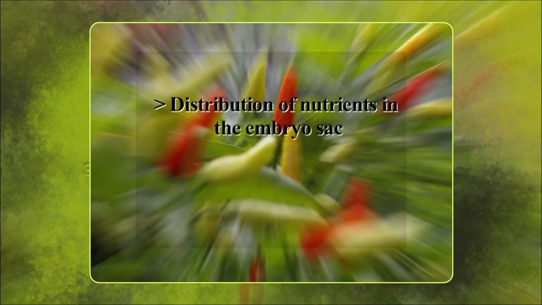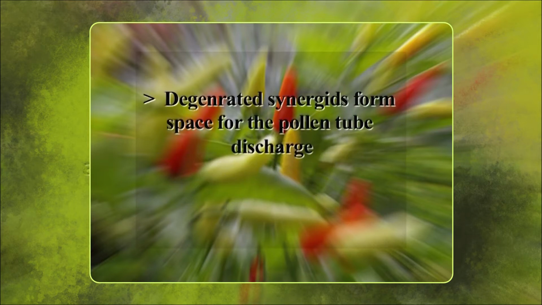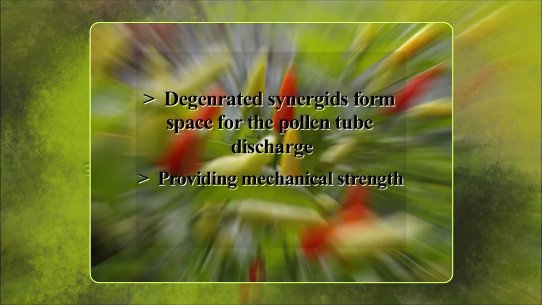The various functions which are attributed to synergids are: distribution of nutrients in the embryo sac, secretion of substances which attract the pollen tube during fertilization. Degenerated synergids form suitable space for the pollen tube discharge and provide mechanical strength.